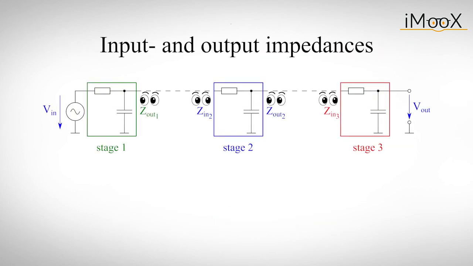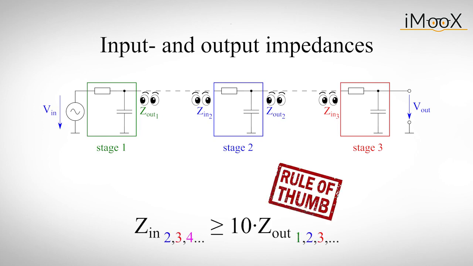This can only work if we keep the input and output impedance of each individual stage in mind. Every additional stage will always influence the behavior of the previous one. A good rule of thumb is to ensure that the input impedance of every stage is at least 10 times larger than the output impedance of the previous one. But how can we calculate these impedances?